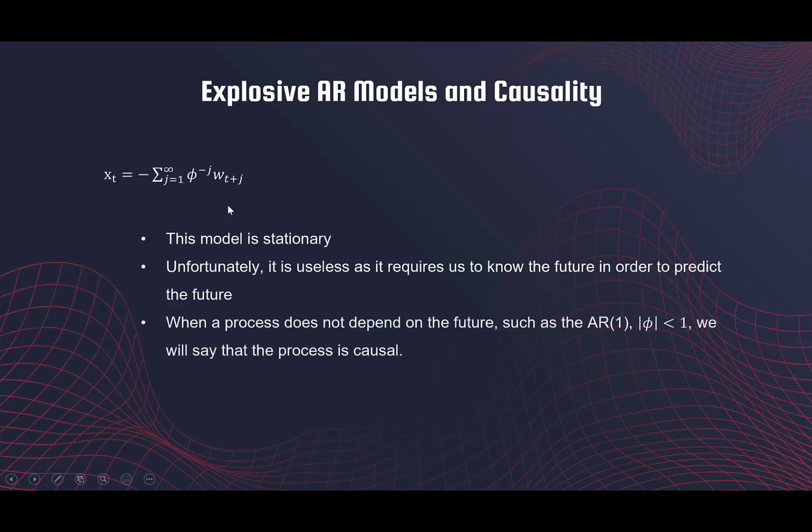So this is a thing about time series. You just rewrite terms a little bit, you get different properties, different interpretations, and so on and so forth. When a process does not depend on the future, such as AR1 models with absolute value of phi less than 1, we say that the process is causal. This is an example of such a process. The process is causal. Here, if phi is greater than 1, it is non-causal, right?